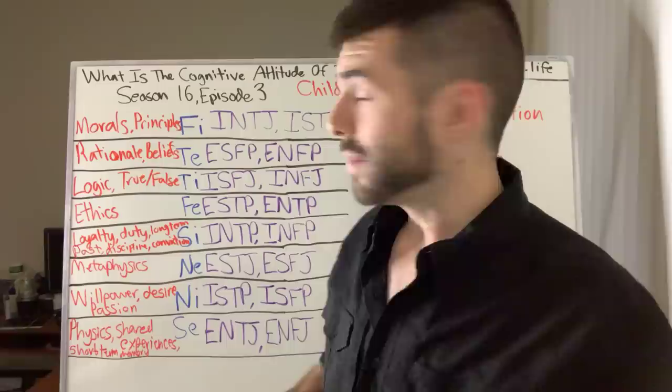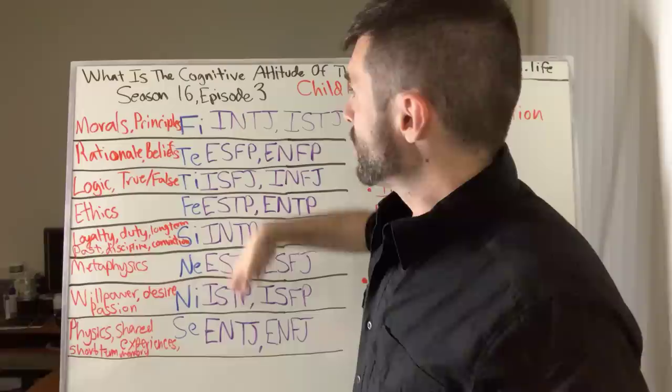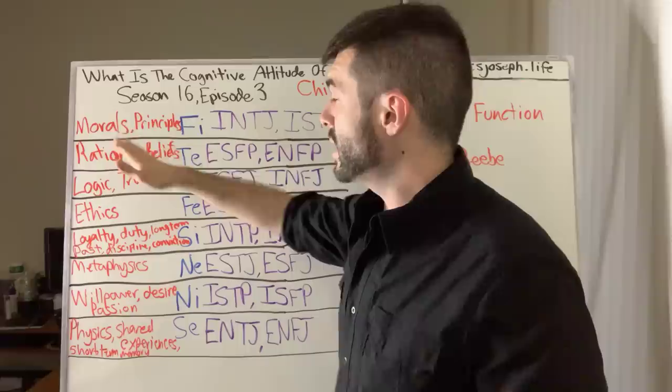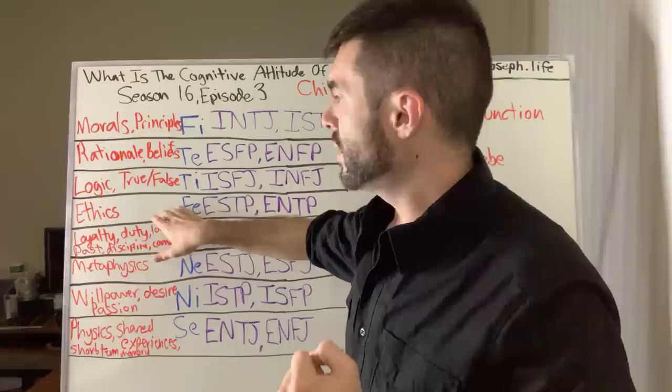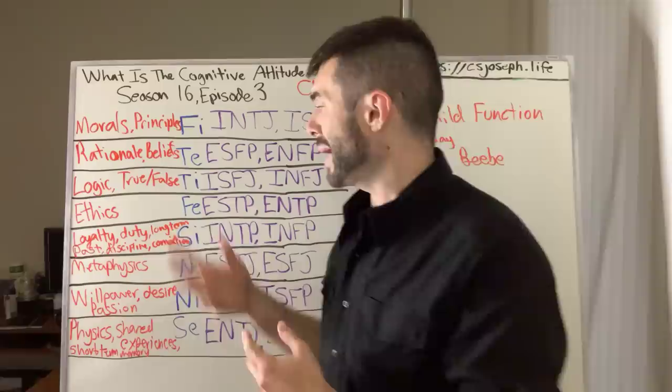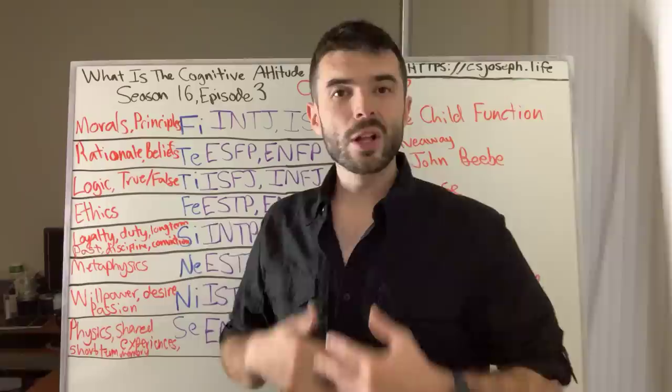So the 8 cognitive functions as child functions, and for those of you listening in, introverted feeling is morals, aka principles. Extroverted thinking is rationale, also known as beliefs or belief systems. Introverted thinking is logic, aka true-false awareness. Extroverted feeling is ethics, like we just discussed. Introverted sensing is loyalty, duty, long-term memory access, the past, self-discipline, conviction, etc. We have extroverted intuition, also known as metaphysics, the collective unconscious, for example.